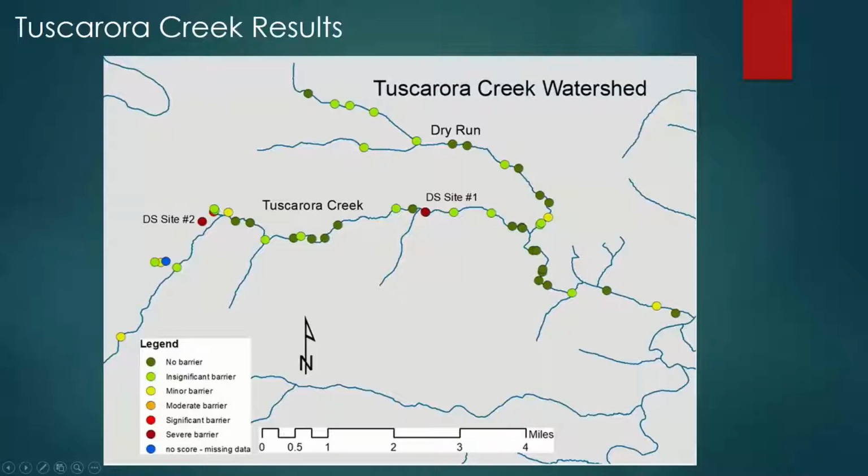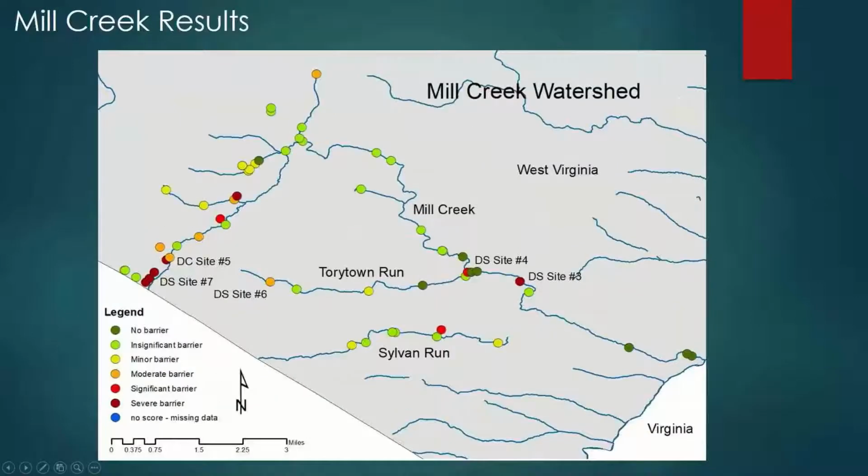So now let's look at Mill Creek. Mill Creek is about the same thing. I think a positive takeaway for West Virginia in this watershed is, again, we're seeing a lot of no barrier and insignificant barriers along Mill Creek, Torreytown Run, and Sylvan Run. Few severe barriers within the main stem of Mill Creek, and multiple moderate, significant, and severe barriers in the headwaters. But all in all, we're still seeing a lot of green, which I think is a positive takeaway from this study.